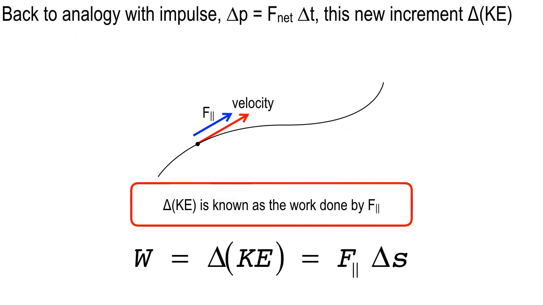Now, let's go back to the analogy with impulse. Delta P equals F net times delta T. For this four-dimensional analog, it's delta KE equals F parallel times delta S. Whatever the path is, F parallel to that path, F parallel times delta S is equal to the change in the temporal or fourth dimension of the dynamical description of that object. Delta KE is known as the work done by F parallel. Now, let me ask you, what direction is the weight force?